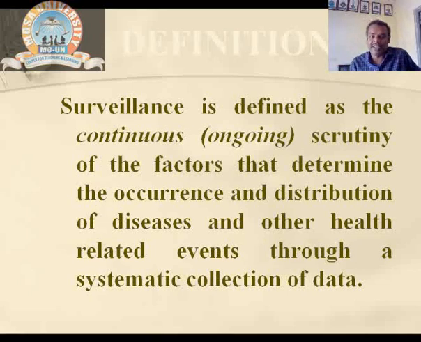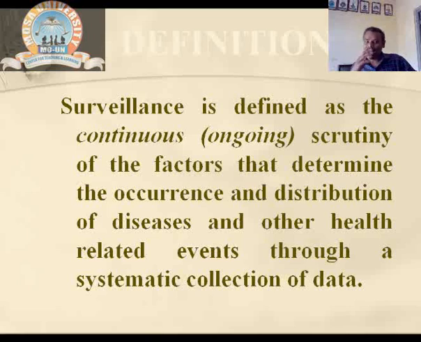We start with the definition. Surveillance is defined as a continuous process, or you can say an ongoing activity of scrutiny of the factors that determine the occurrence and distribution of the disease and other health-related events through systematic collection of data. Any study or surveillance or scrutiny of a disease can happen ongoingly. There is no start, there is no end. So it's an ongoing scrutiny of the factors that determine the occurrence and distribution of disease and other health-related events, called surveillance.